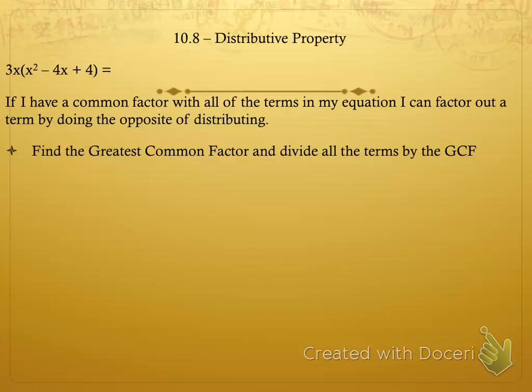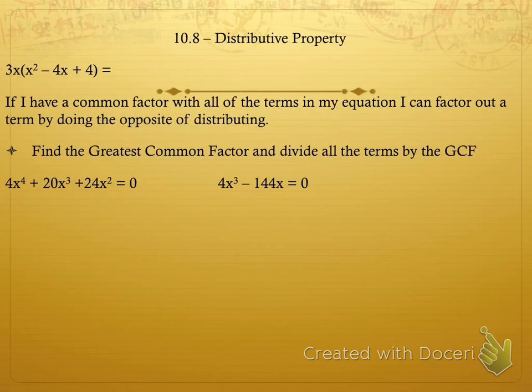So I'm going to find the greatest common factor and then divide all my terms by the greatest common factor. So again, with these first ones, first thing I look at over here is between each of these terms, what's the greatest common factor of 4, 20, and 24, which is 4. And then the greatest common factor of all of my variables is the one with the smallest exponent, which is x squared. So I have 4x squared there.